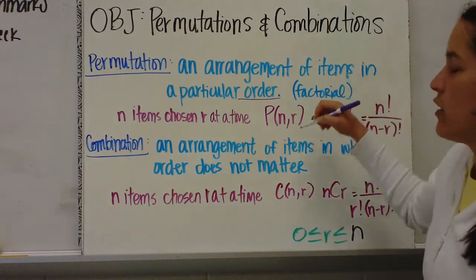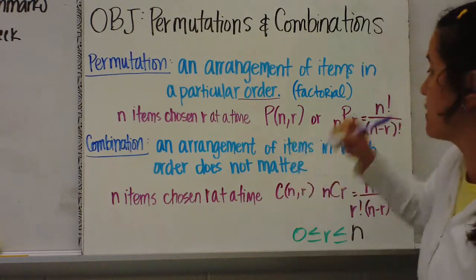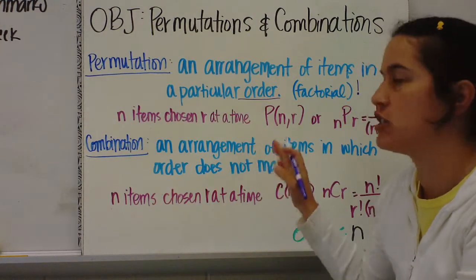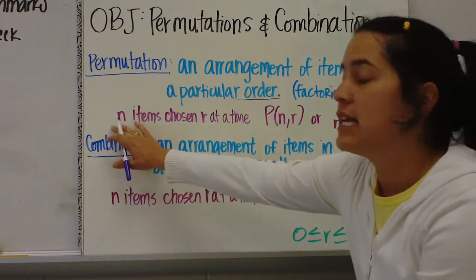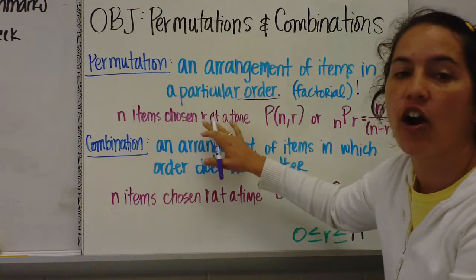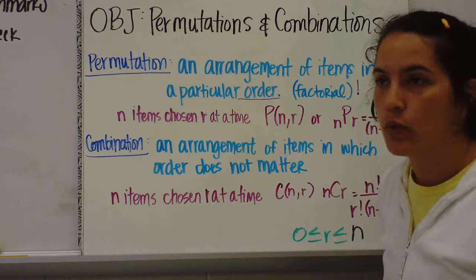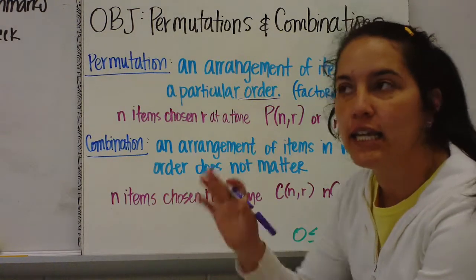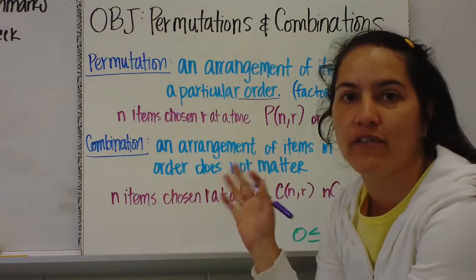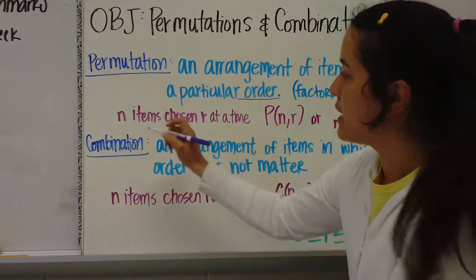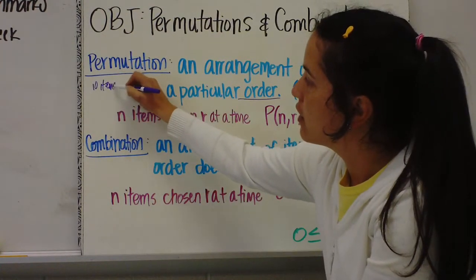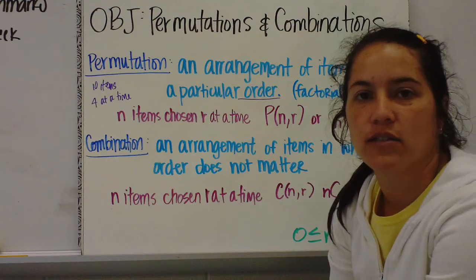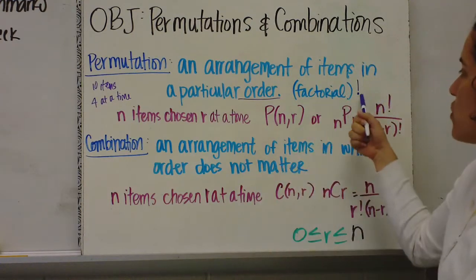And I wrote right here factorial. If you have never heard of a factorial, it is the exclamation point. And that is what we are going to be using when we talk about permutations and combinations. What this means is if you have n number of items chosen r at a time. So let's say you are going to decorate your house, and you have 10 pictures to use to decorate, but you only have enough room for 4 spots. That would be 10 items chosen 4 at a time. And so that's what that means. So the number of items and 4 at a time. We're going to be using factorial.